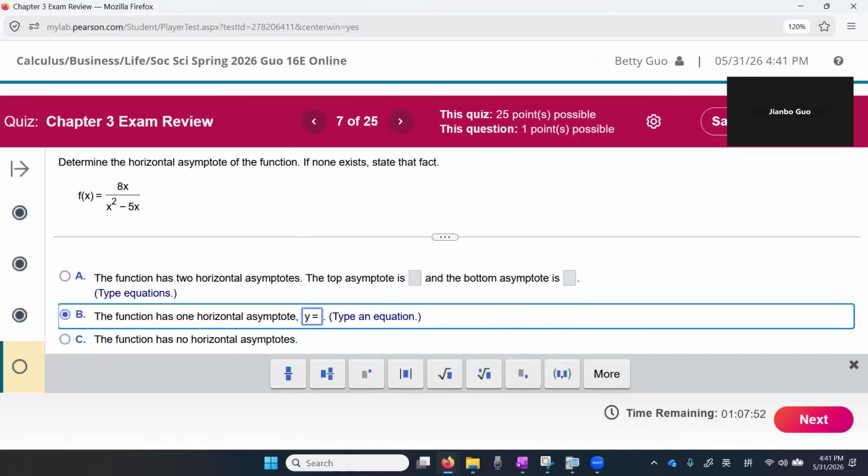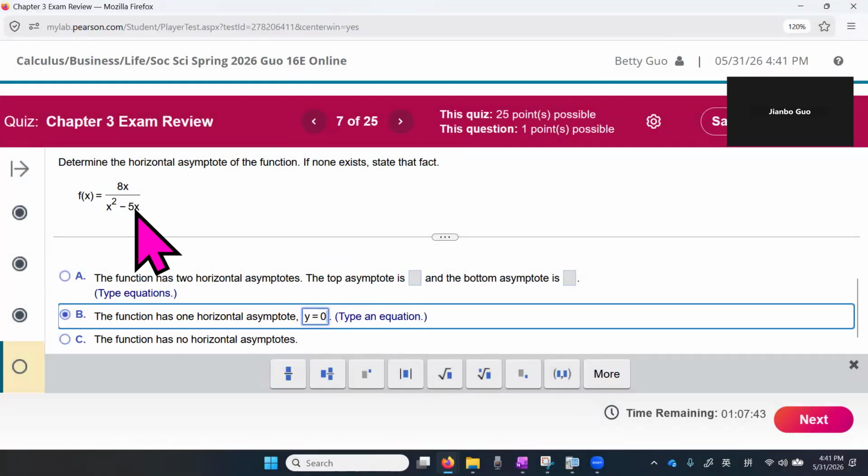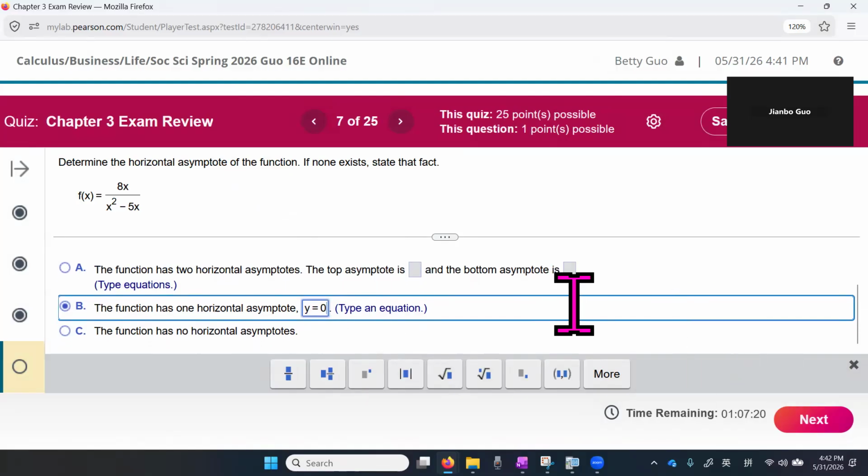You can always rewind the video. All right, so again, it's a rational function, polynomial over polynomial. The numerator has degree 1, the denominator has degree 2, the denominator degree is higher, so the horizontal asymptote is y equals 0. That means when x approaches infinity, the function approaches 0. That makes y equals 0 the horizontal asymptote. This is a pre-calc problem.